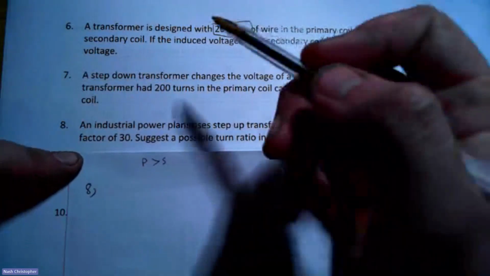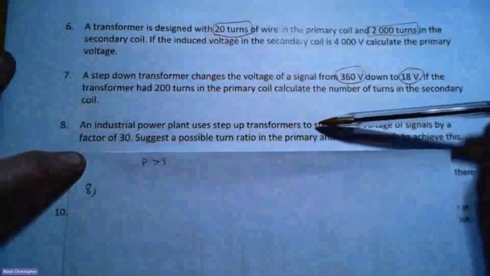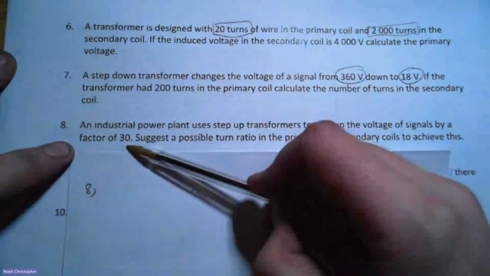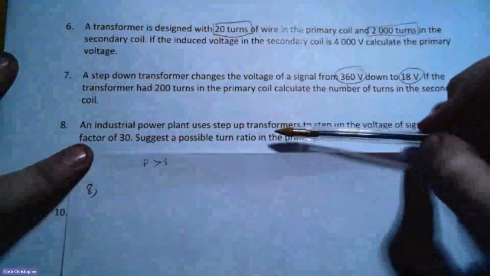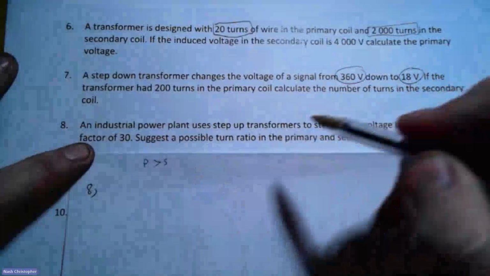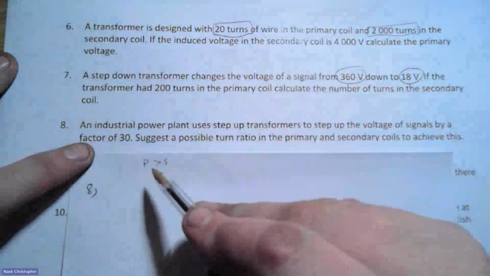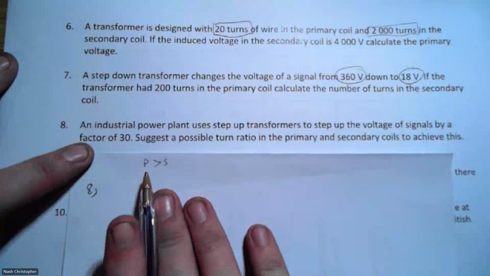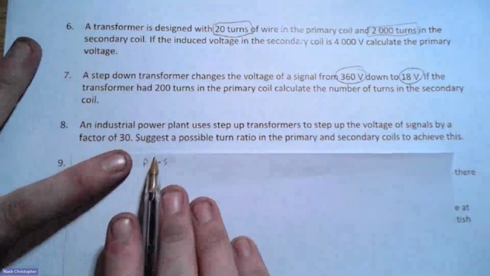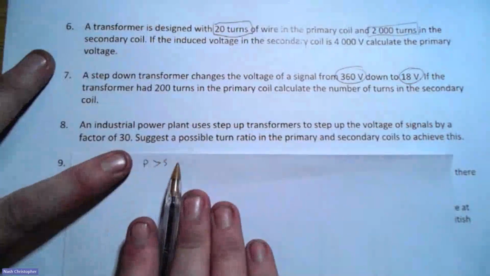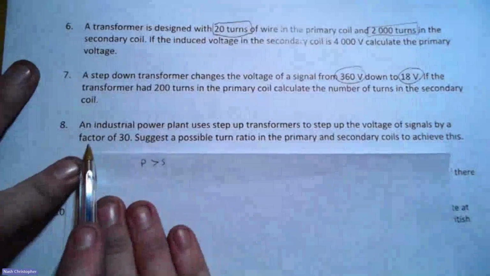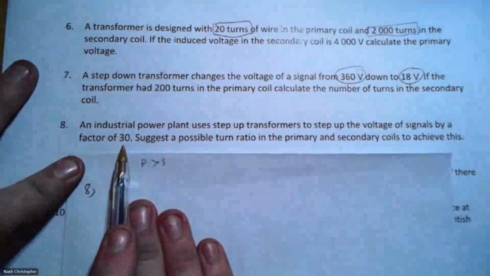Number 8. It says an industrial power plant uses a step-up transformer to step up the voltage of the signal by a factor of 30. Suggest a possible turn ratio in the primary and secondary coils to achieve this. So it is basically saying, because it's a step-up transformer, your primary is going to be smaller than your secondary. And this is saying that it's got to be a factor of 30.